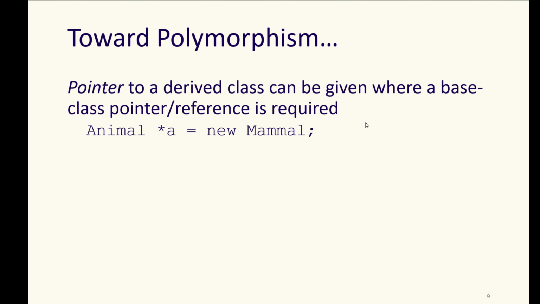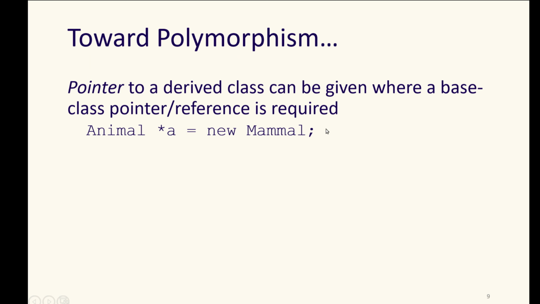So a pointer to a derived class can be given where a base class pointer or reference is required. In other words, I can create a variable of animal pointer, and I can assign it a mammal. If mollusk inherited from animal, I could assign it a mollusk, or I could assign it any other kind of thing that I wanted to into that animal variable, as long as the class on the right-hand side inherits from animal. I'm allowed to do this.